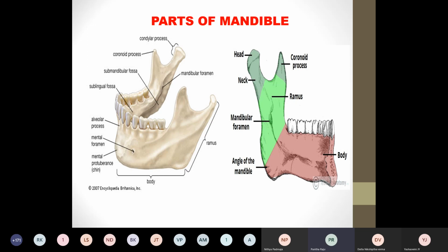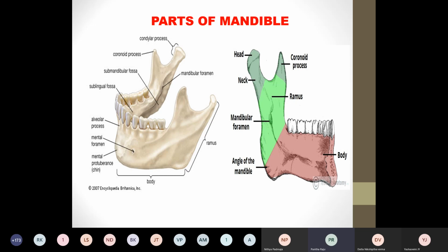So based on the mental foramen position, you can also tell the age of the person, whether it is an infant, a middle age or an old age. Next, you have the ramus of the mandible and the body of the mandible. These are the different parts of the mandible.